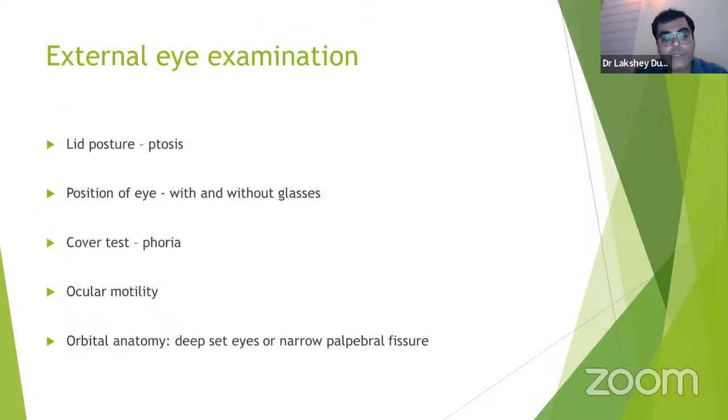After vision assessment, the next examination is external eye examination. Lid posture, to see whether the patient has any ptosis, position of the eye with and without glasses, cover test to rule out any phorias, ocular motility, and orbital anatomy to assess if the patient has deep-set eyes or a narrow palpebral fissure.